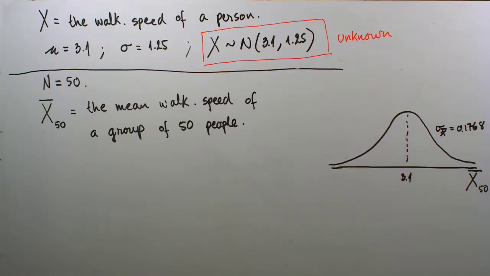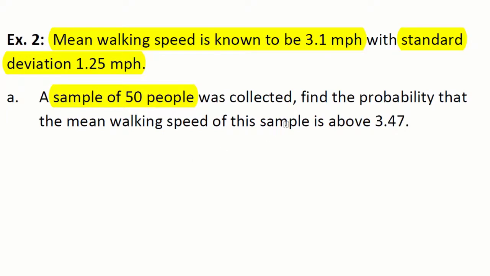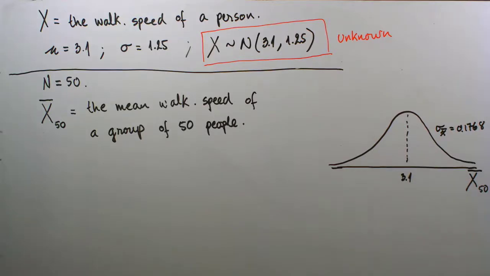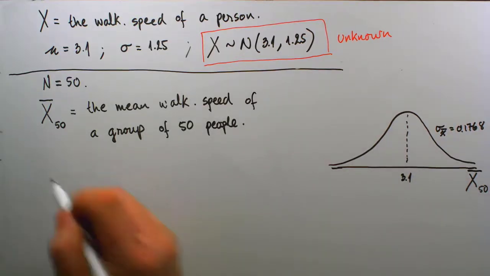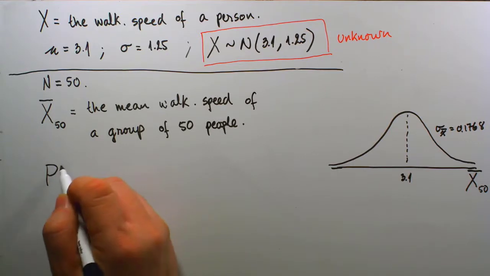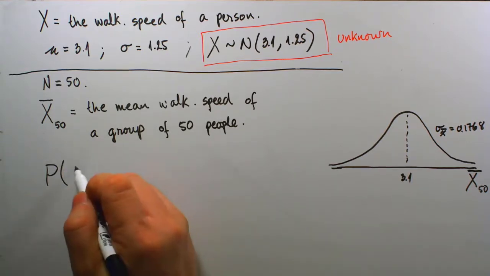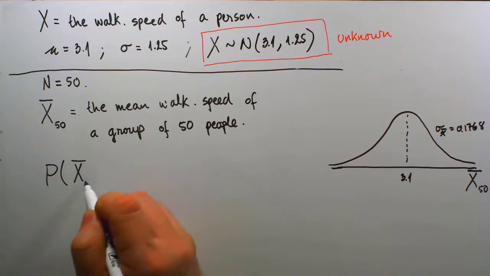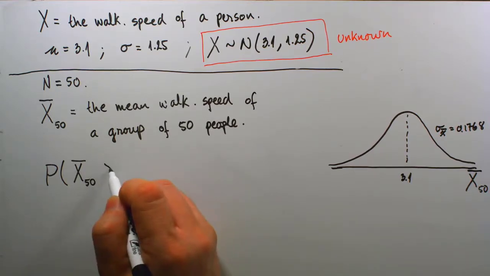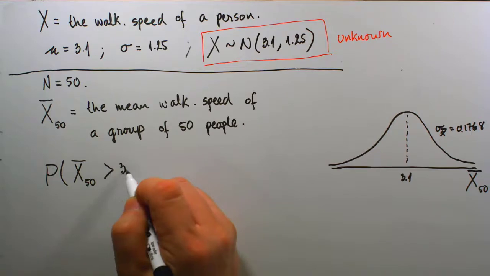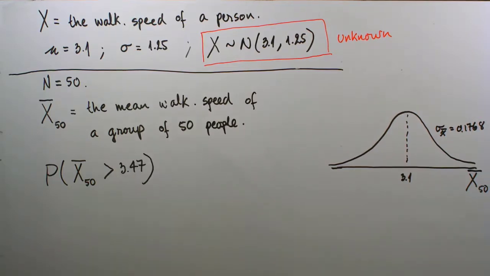And now with the same reasoning, with the same explanation as we have seen back in example 1, the question here is asking, find the probability that the mean walking speed of this sample is above 3.47. The symbolic expression of that is: find the probability where we run into a sample mean at size 50 that takes a value above 3.47.